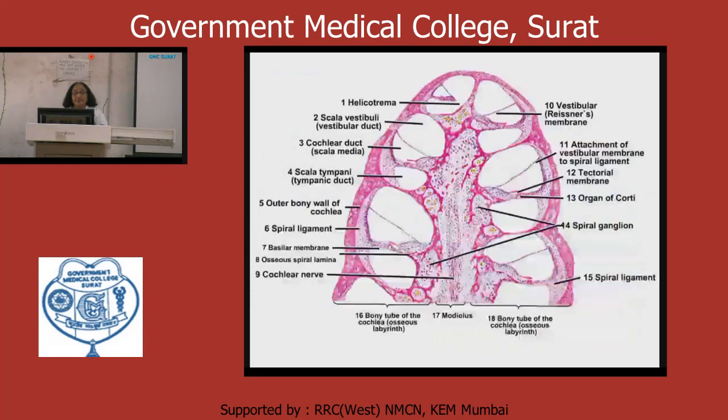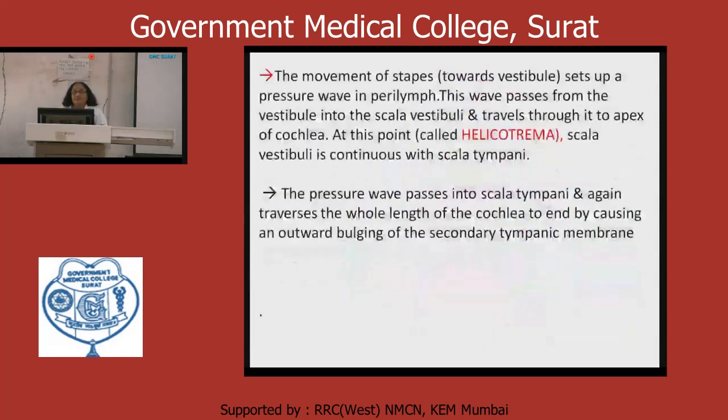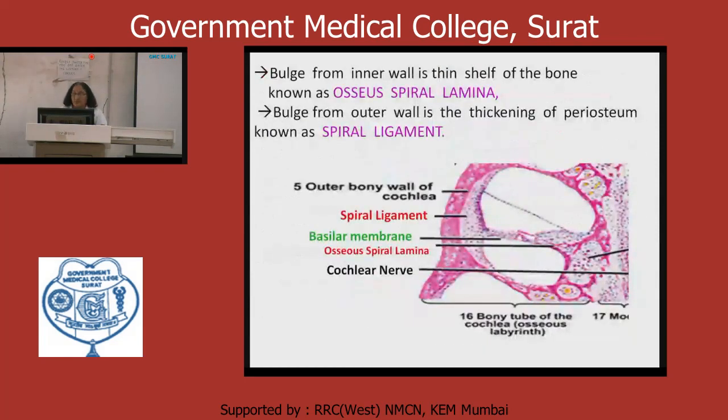Now focus on the one bony tube. You can see in the figure the bulging from the inner side. This is the osseous spiral lamina. Now focus on the one bony tube of the cochlea, that is the osseous labyrinth. Bulging from the inner wall is a thin shelf of the bone that is known as the osseous spiral lamina.